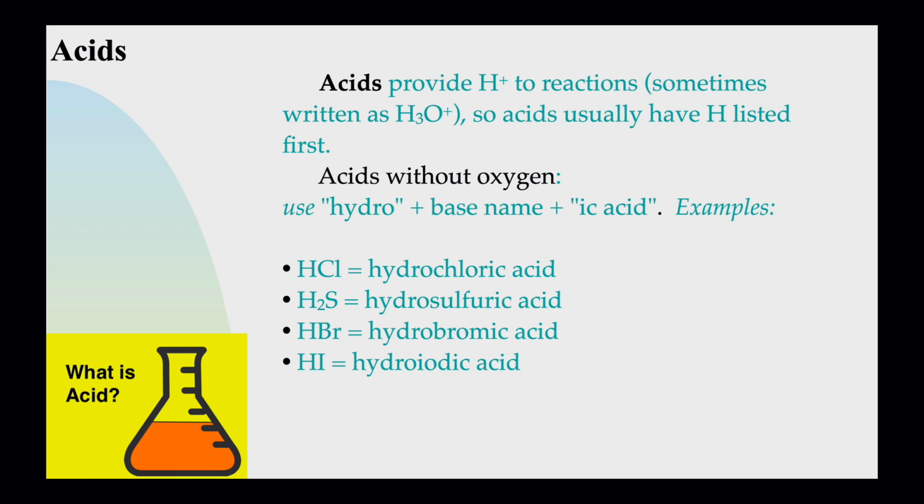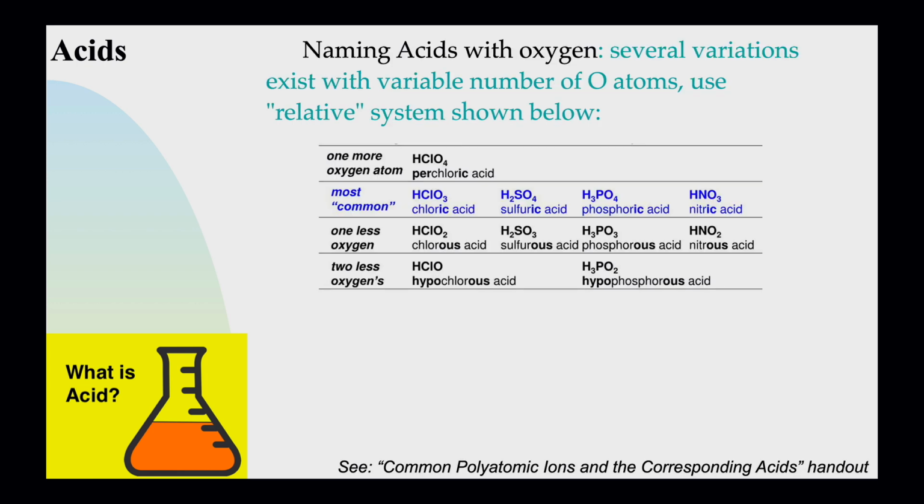And the next one has a sulfur as the base, so there's no oxygen, so hydrosulfuric acid, hydrobromic acid from the Br, hydroiodic acid from the I. And again, notice how H is listed first on each one of them because that's really important to chemists. There are lots of acids, though, that have oxygen in them, and those get a little crazier.